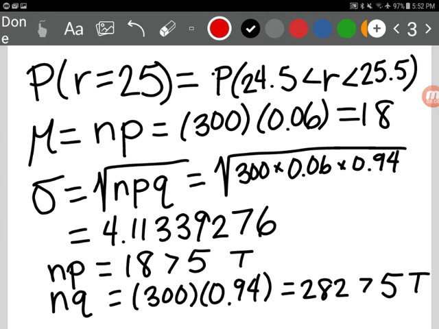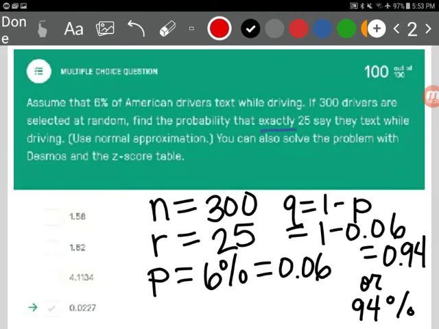So because those statements are true, that means I can proceed to finding my population mean and my population standard deviation. So very important that you do test out your answer to make sure that it's right before you go on. Going back to the question, just want to make sure we see our key points. We see that N is 300, R is 25, P is 0.06, and my Q was 0.94.